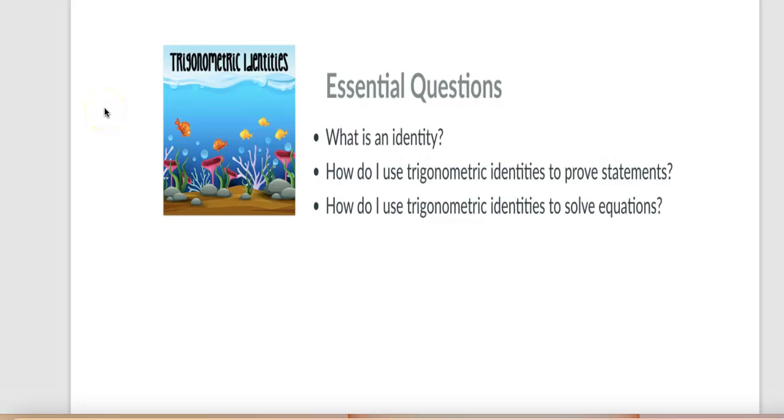Our today's topic is trigonometric identities. Essential question of the day is, what is an identity? How do I use trigonometric identities to prove statements? How do I use trigonometric identities to solve equations?